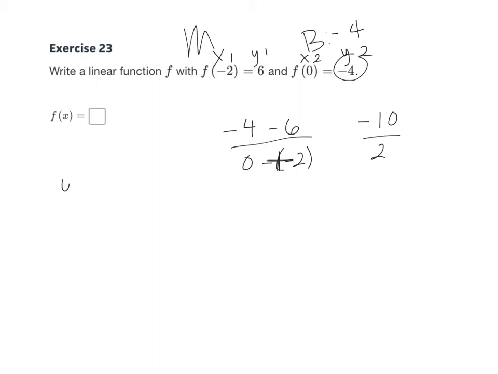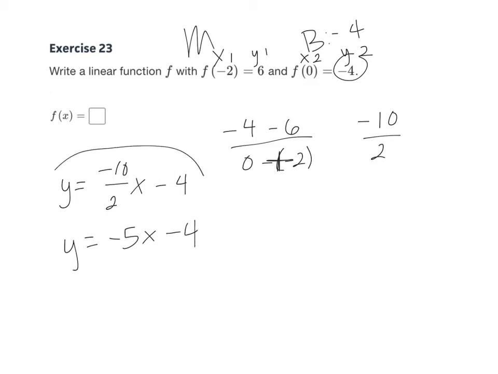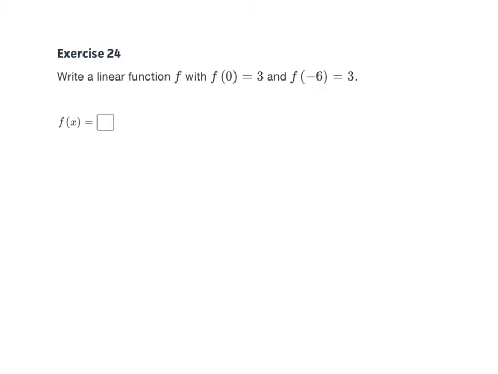So our equation would be y equals -10/2 x minus 4. I think you could also have simplified that. -10 divided by 2 is -5x. Either one of these two should have been perfectly fine.